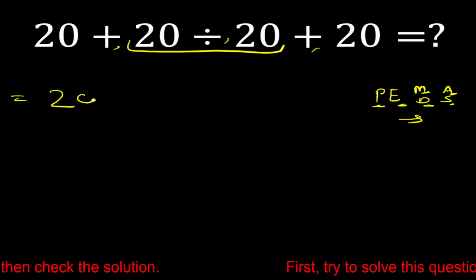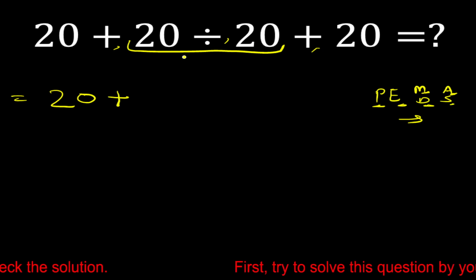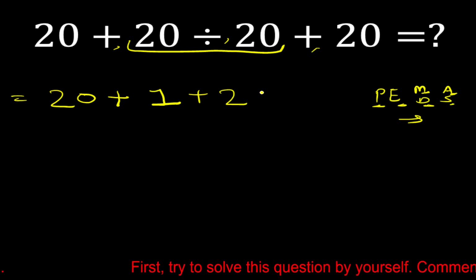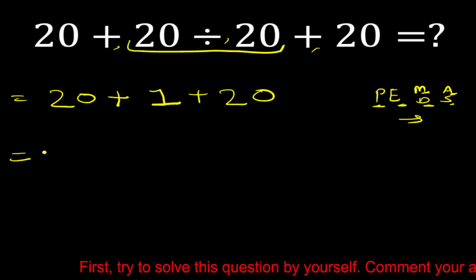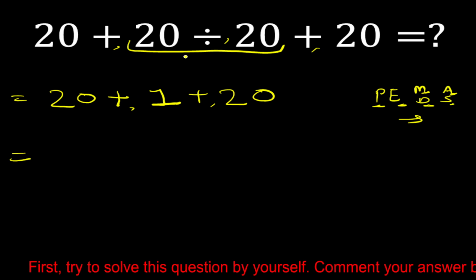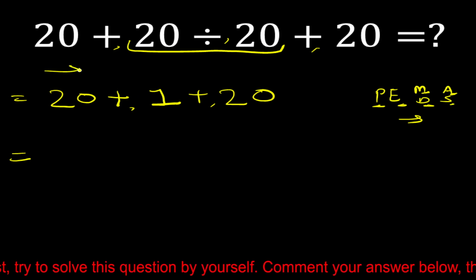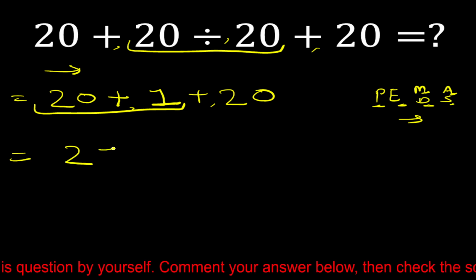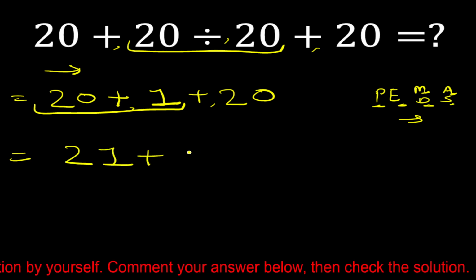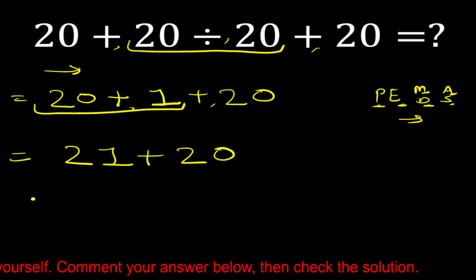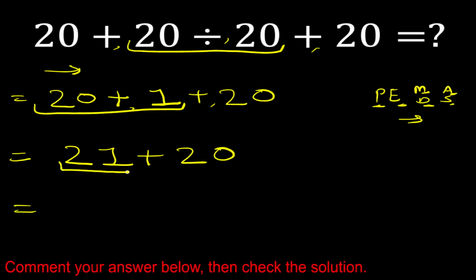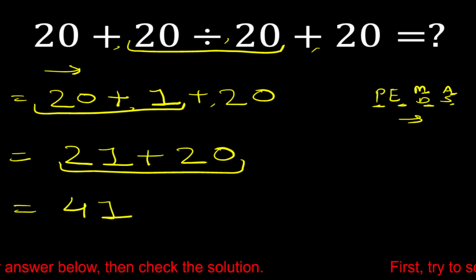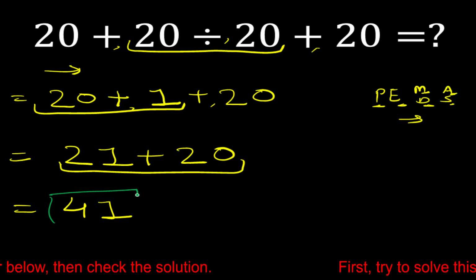So 20 plus, divide 20 by 20 is equal to 1, plus 20. Here is one addition and here is one addition. Both have equal priority, so we have to solve it from left to right. So 20 plus 1 is equal to 21, plus 20. So 21 plus 20 is equal to 41. So the correct answer is 41.